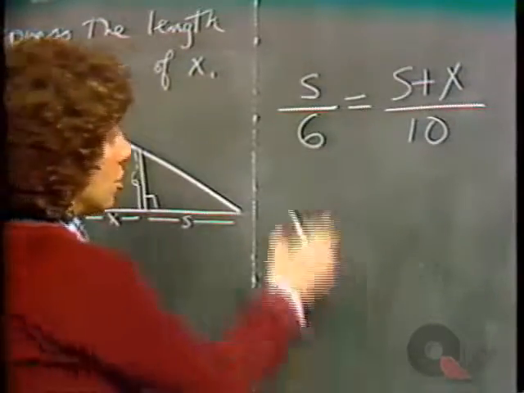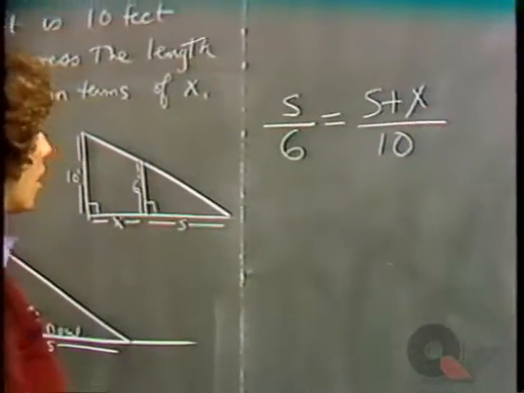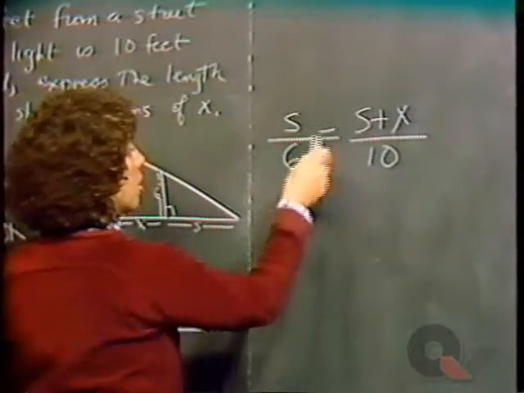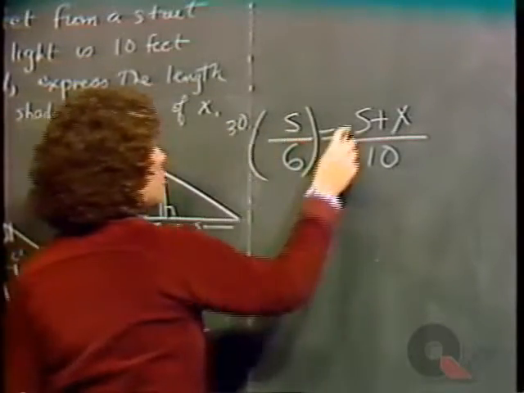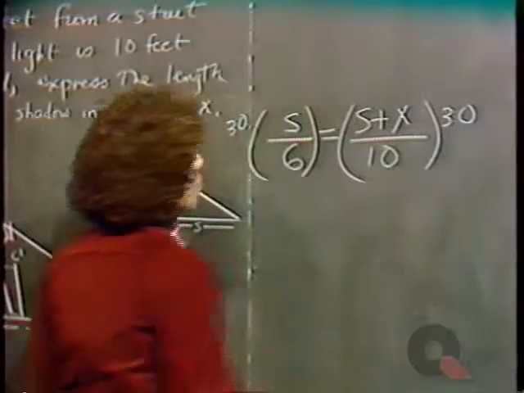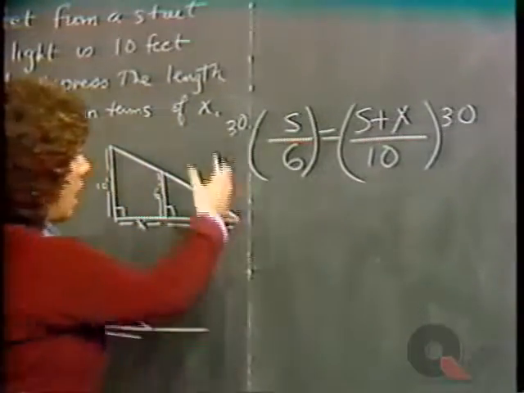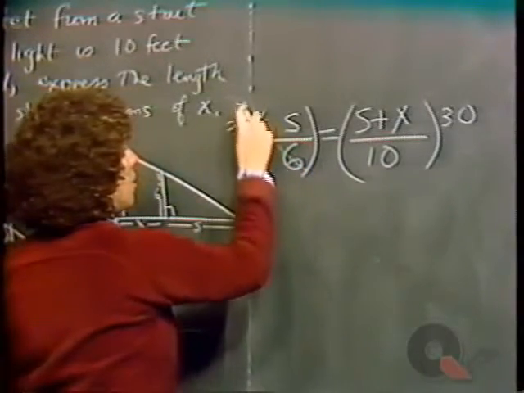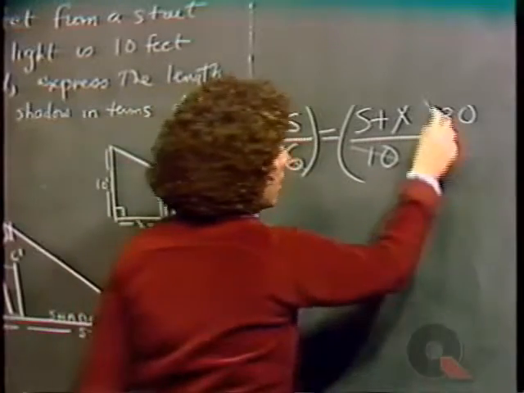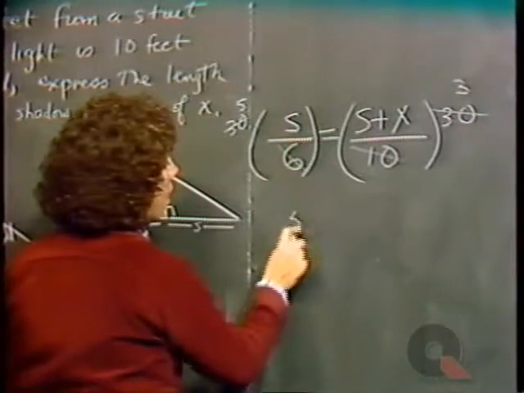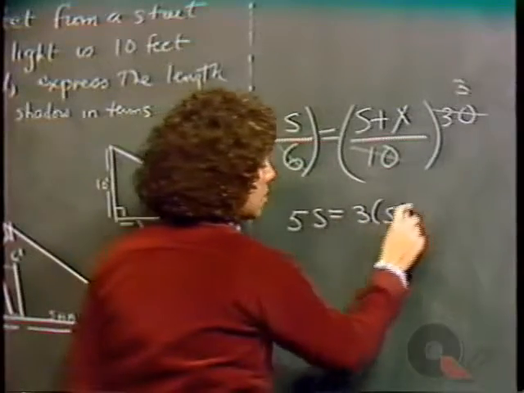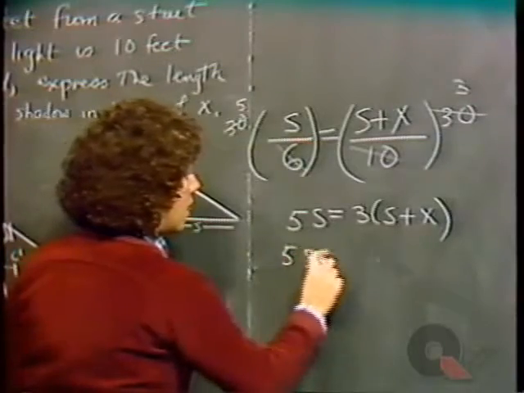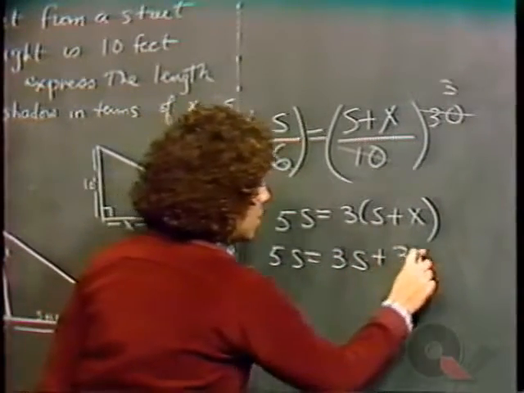Okay, the first thing we might do to get rid of the fractions is to multiply both sides by 30, the lowest common denominator. We multiply both sides by 30, which is a legitimate thing to do. We can multiply both sides of an equation by whatever quantity we would like. And when we do this, the 6 goes into the 30 here, leaving us with 5S. Here, the 10 into the 30 gives 3. So we have 5S is equal to 3 times S plus X, or 5S is equal to 3S plus 3X.